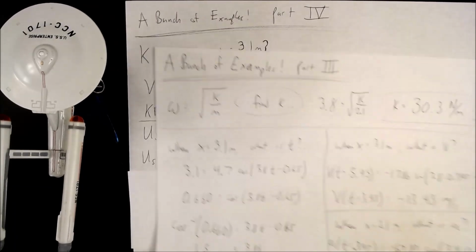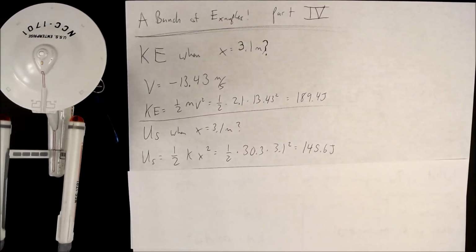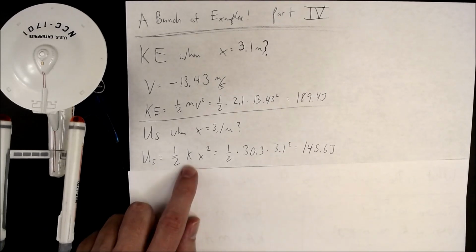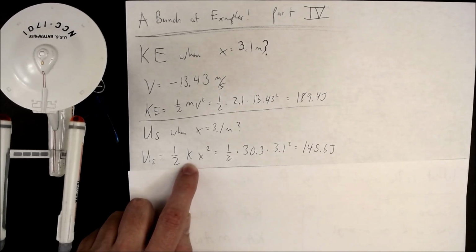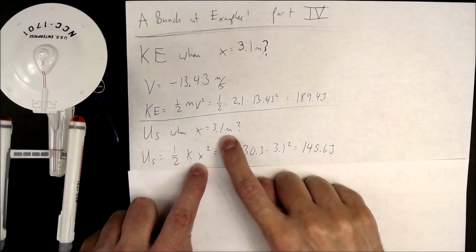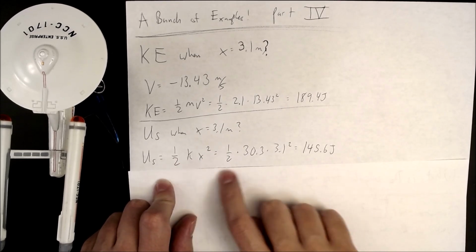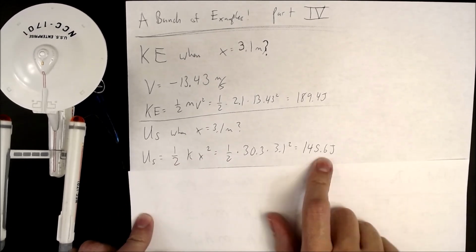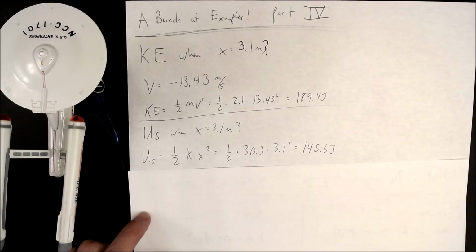So this is another case where we've got a lot of things going on all at the same time, but if you can find k, even if it's through a whole bunch of steps, and multiply by x, well, we're given x in this case, x squared, 1/2 kx squared, 145.6 joules.